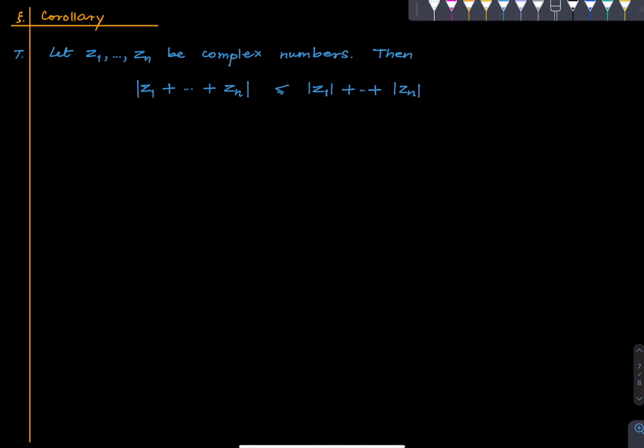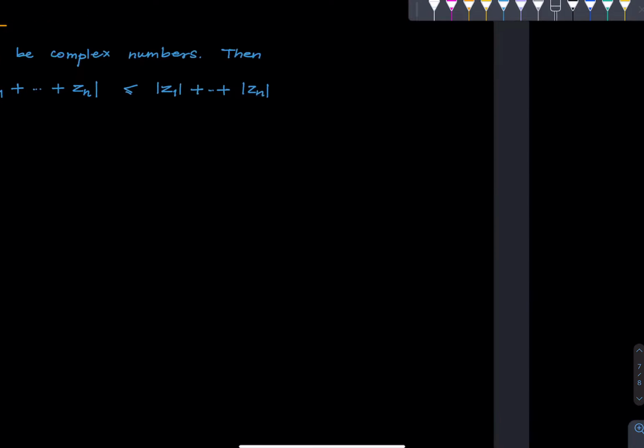No. So yeah, so there is a slight generalization of the triangle inequality. Basically, if we have n complex numbers, then the modulus of the sum of all of them is at most the sum of the moduli of them. And this is immediate by repeated applications of the triangle inequality. So I won't be doing it. And yeah, so that's it.